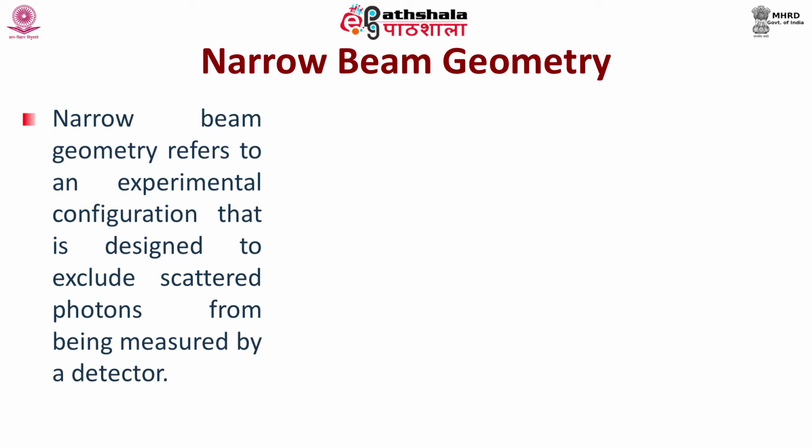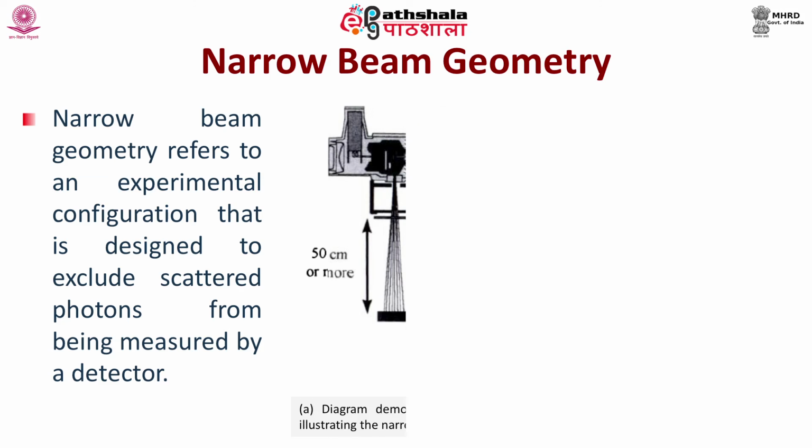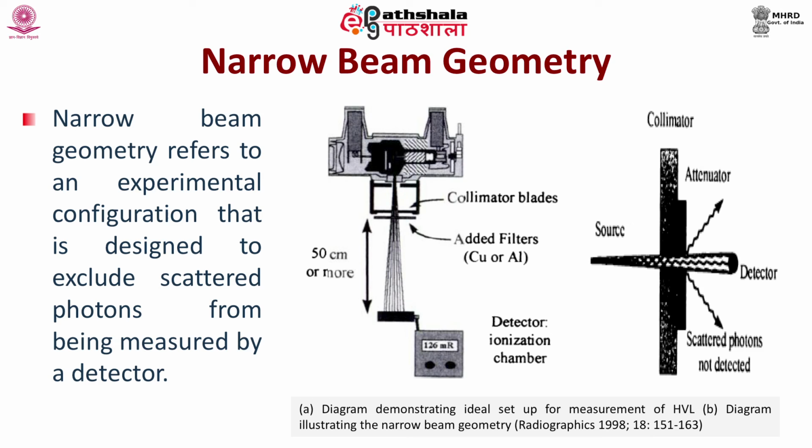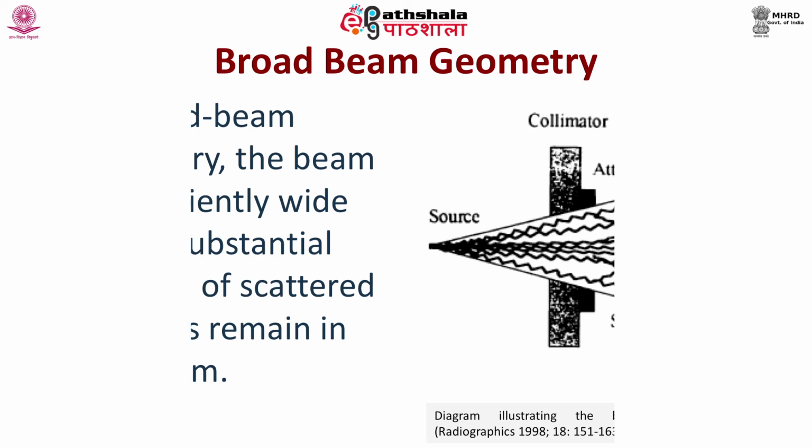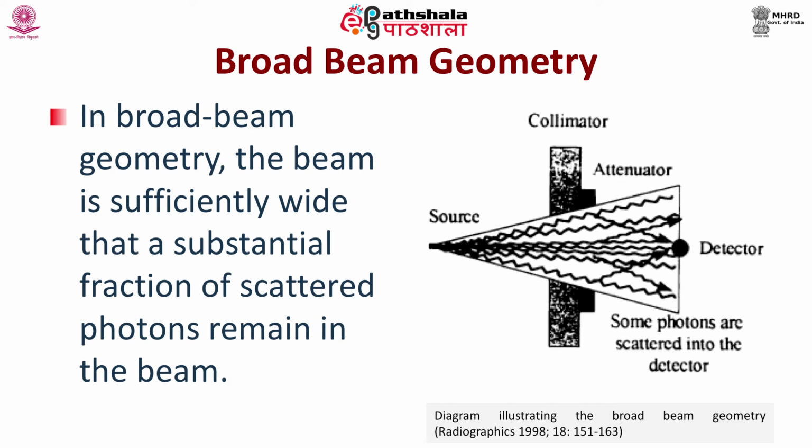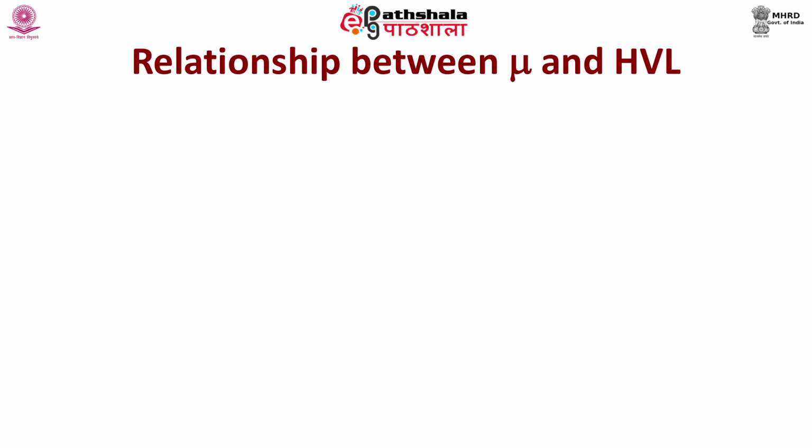Half value layer of a material for a particular energy of the beam is defined for the narrow beam geometry. Narrow beam geometry, or good beam geometry, excludes the scattered component from the beam and includes only the transmitted photons. The same concept is explained in the diagram. However, in the broad beam geometry, the scattered photons are also included. That means the detector sees the scattered photons along with the transmitted photons.